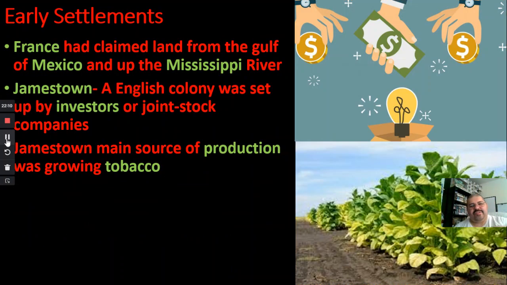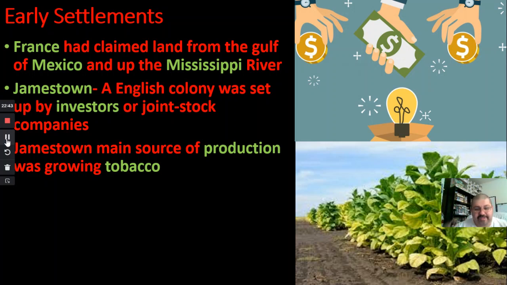Now, I don't know if you saw on the map in the last slide, but if you want to check it out, check it out. France actually claimed land from the Gulf of Mexico and up the Mississippi River. Okay, so Spain had part of the United States, France had part of the United States, and the English people are starting to come in, starting to make a pilgrimage to the East Coast.